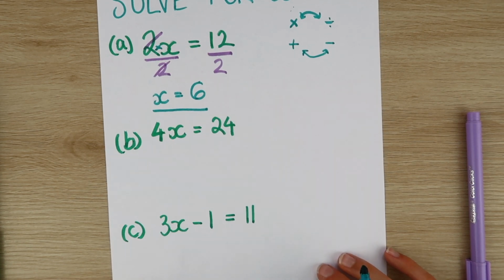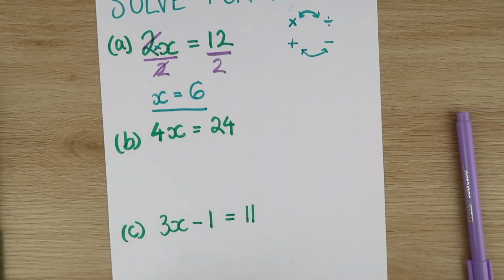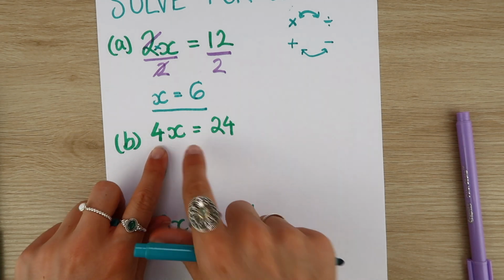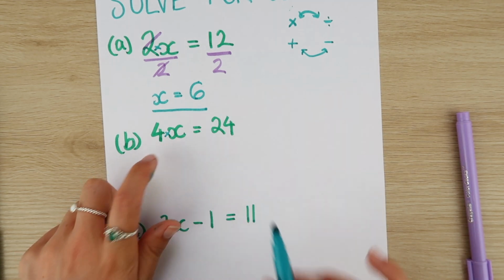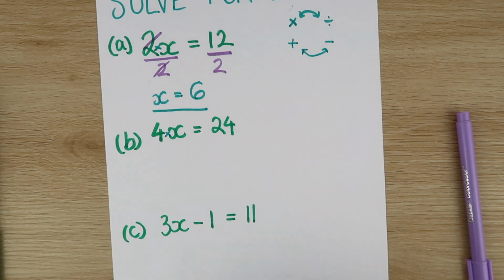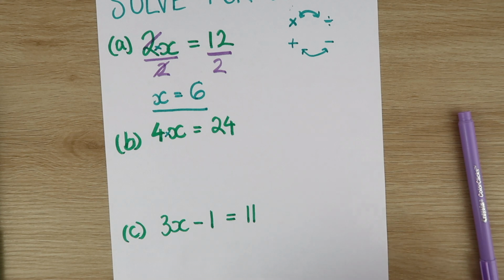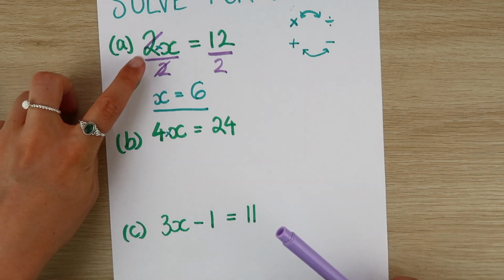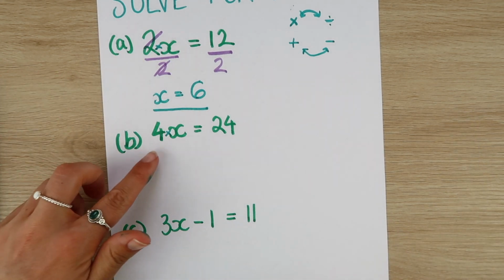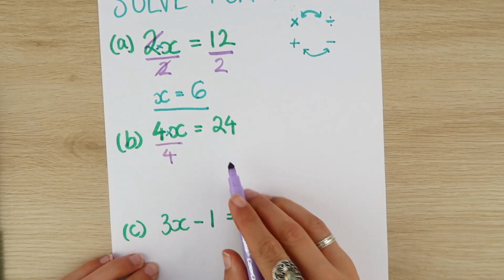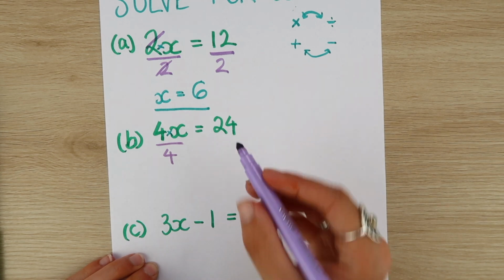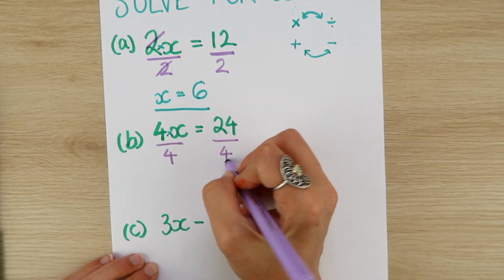Now, looking at the next equation, something very similar will be happening. So 4x is the same as 4 times x, and that's equivalent to 24. The opposite operation to multiplication is division. So just like we did up here, I'm going to divide my left-hand side by 4, which means I'm also going to divide my right-hand side by 4 to keep it balanced.